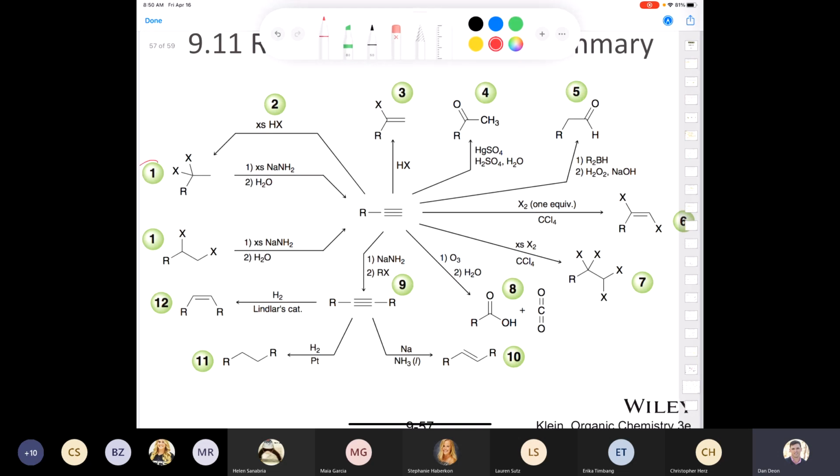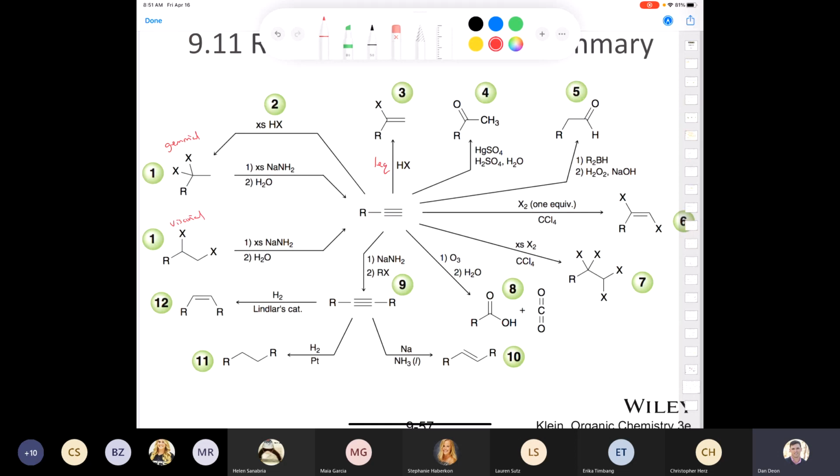First reaction: we have two number ones here. That is just taking a geminal or a vicinal dihalide. The first one is a geminal dihalide. This one is a vicinal dihalide, treating it with excess sodium amide and water to produce an alkyne. The second reaction, if we treat that with HX, we can do a hydrohalogenation, and we could do a successive hydrohalogenation with excess HX. If we only use one equivalent of HX, then we're only going to add one molecule of HX in a Markovnikov addition across the triple bond.